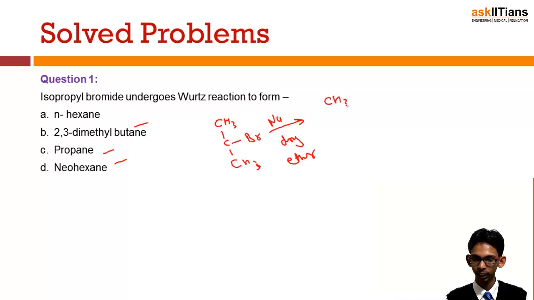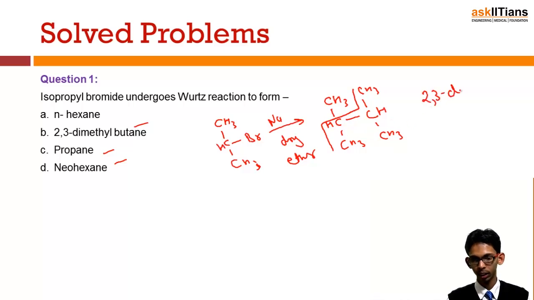the formation of CH3, CH, CH3, again CH3, CH, CH3, and in this compound, obviously the longest chain is this, and it would be named as 2,3-dimethylbutane. So the correct option is B, 2,3-dimethylbutane.